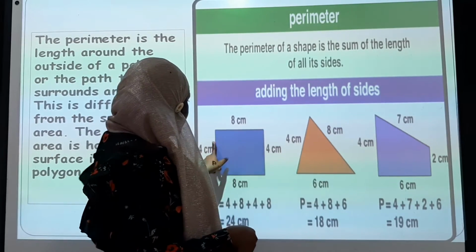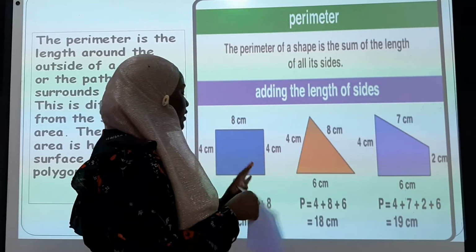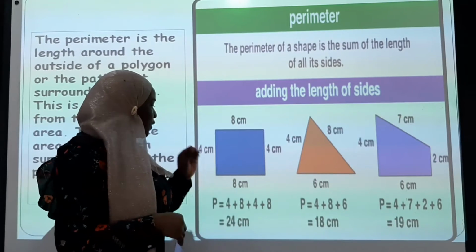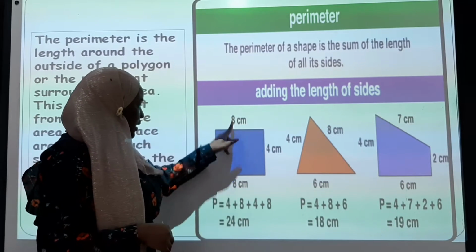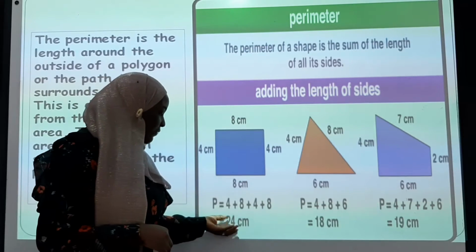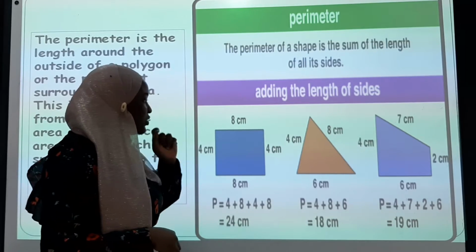Like I told you, 4 centimeters, 4 centimeters, 8 centimeters, 8 centimeters. So to find the perimeter, we're going to put all together. We're going to add all together: 4 plus 8 plus 4 plus 8. So when we put all together, you have 24 centimeters as the perimeter of the shape.